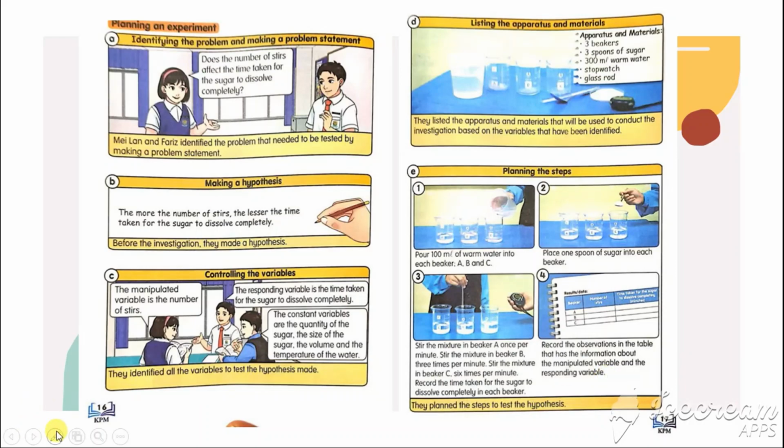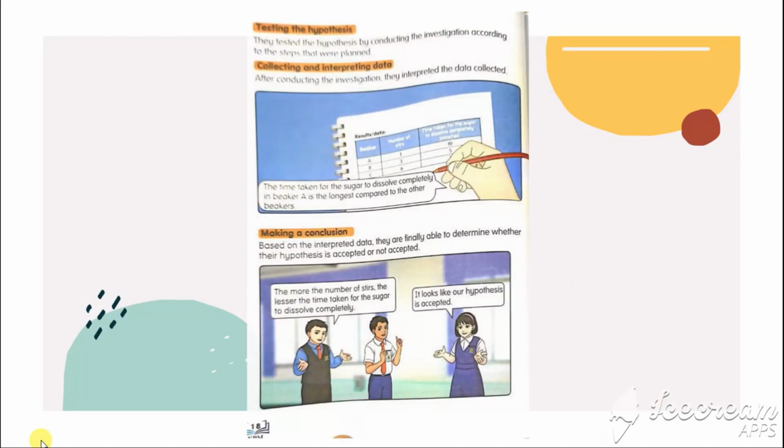Okay, so next one what we're gonna look at is testing the hypothesis. The second step, we're gonna conduct the investigation according to this hypothesis and you're gonna test your hypothesis. The next one, you're gonna collect and interpret data, maybe a bar chart or table or pie chart, just to collect your data. And the next one is making conclusion. So you have made an experiment based on your hypothesis. So now you're gonna say whether your hypothesis is accepted or not accepted. So that is what the whole experiment is about.